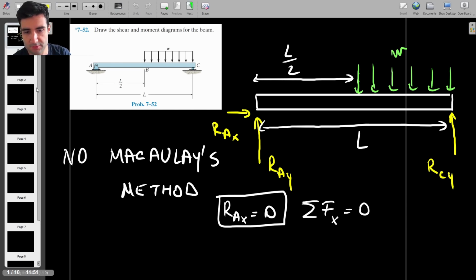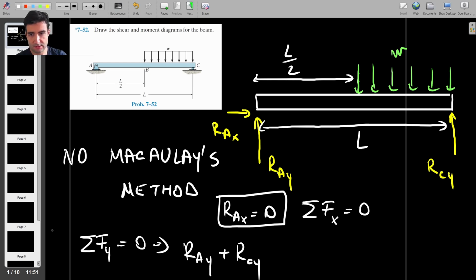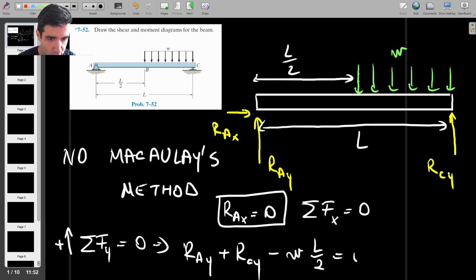So let's do the same thing, but for the forces in the y direction. I can write the sum of forces in the y direction is equal to 0, therefore RAY plus RCY, those are acting up, right? Because I'm considering my upwards direction to be positive, and then I have minus the green distributed load, that's minus WL over 2, and that's equal to 0.